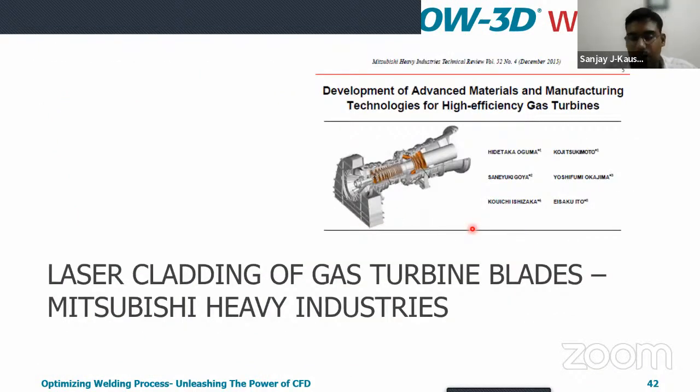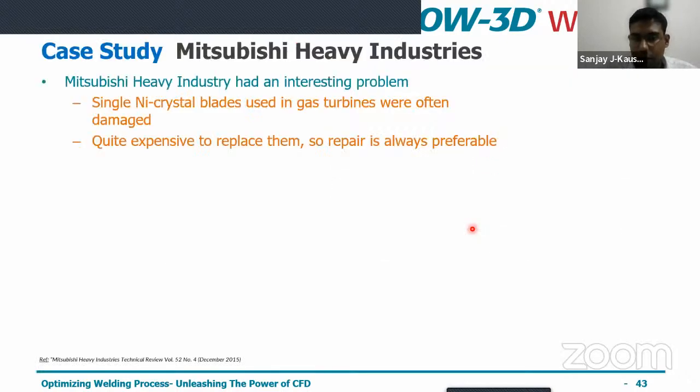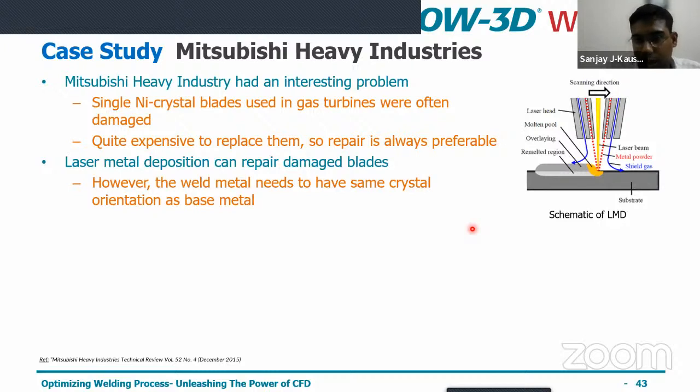This is actually my last case study. This is a laser cladding process done by Mitsubishi Heavy Industries. The main purpose is that they are working on gas turbines, where the gas turbines are made up of single crystal nickel blades, which are very expensive, and they cannot be replaced at very short intervals, or when they have very small damages. But it is very important to repair them and then put them back into action. So laser metal deposition, or LMD as we call it, or cladding, can be used here.